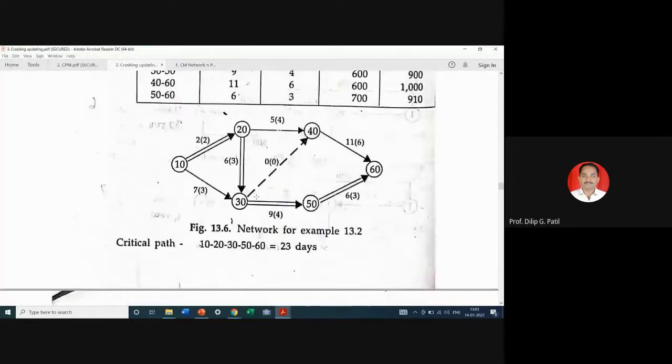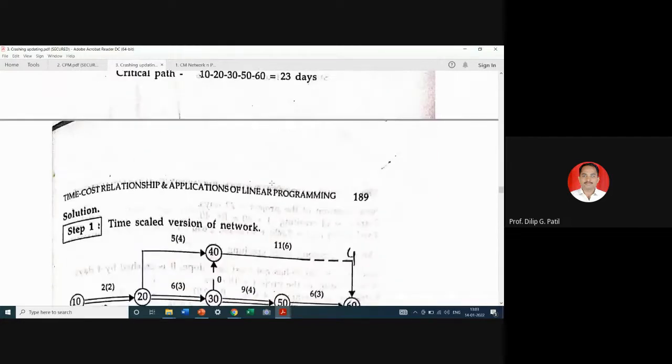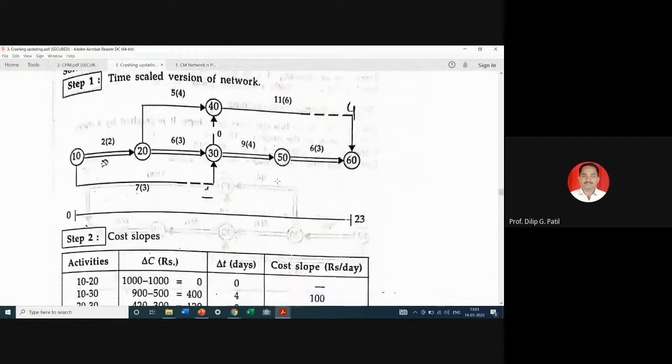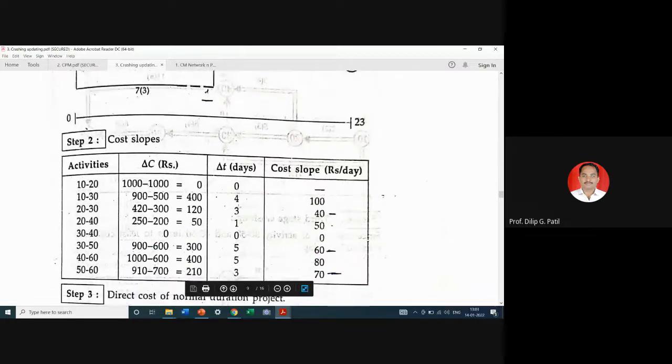On that line, you can see how to solve this numerical also. You can try it on your own also, or we will see some more examples in our next session based on calculations of CPM, PERT, updating of the network, as well as crashing of the network.